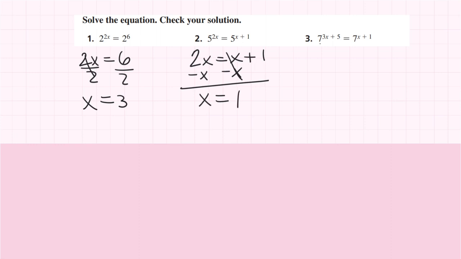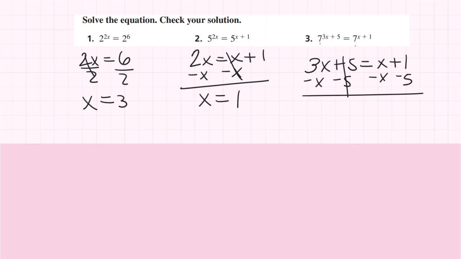Then finally, again, I have in number 3, I have the same base. Can equate my exponents, which is 3x plus 5 equals x plus 1. Going to get rid of my like terms. So negative x and negative x, I'm combining. Negative 5, minus 5. I know that this cancels out and this cancels out. I'm left with 2x equals negative 4. Divide by 2. And x gives me negative 2.